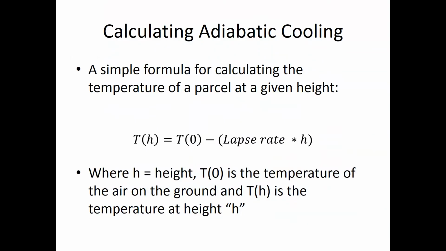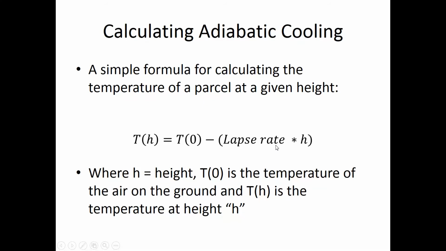Now, there's a few different ways that you can calculate this whole cooling rate. The way I like to do it is using a very simple formula. And here's what the formula is. The temperature at the height you're looking for equals whatever the temperature was at the surface minus the lapse rate times the height.